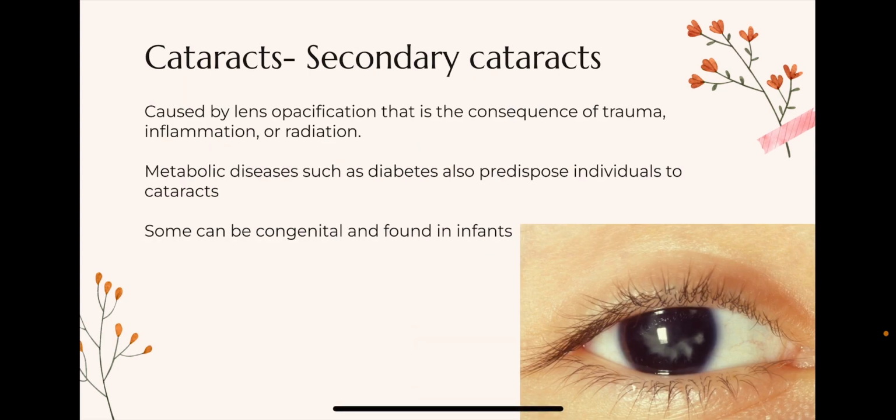While secondary cataracts are caused by lens opacification as a consequence of either trauma, inflammation, or redness, things like diabetes and arteriosclerosis also predispose individuals to the formation of these secondary cataracts. We can also find congenital forms in infants as well. We kind of talked about that earlier.